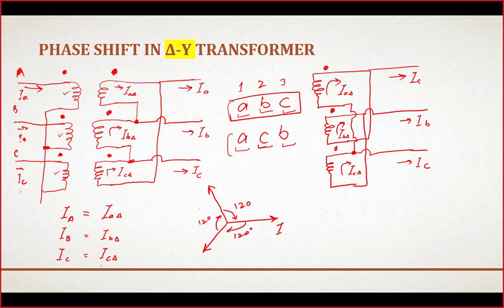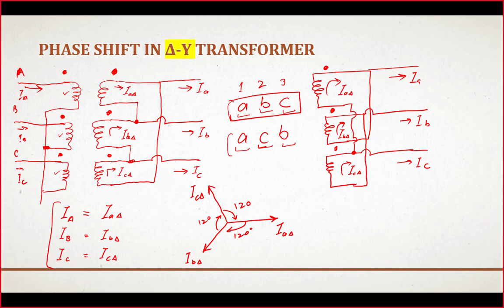This is IA delta, IB delta and IC delta. And from here, through these three equations, the positions of the three phases on the Y side will be exactly the same as these phasors on the delta side, within the delta.